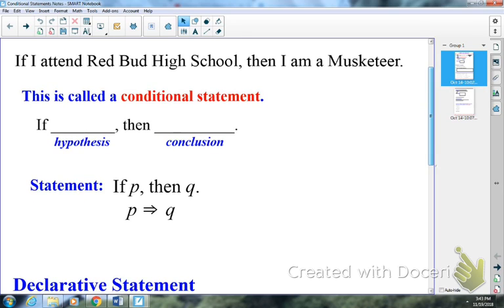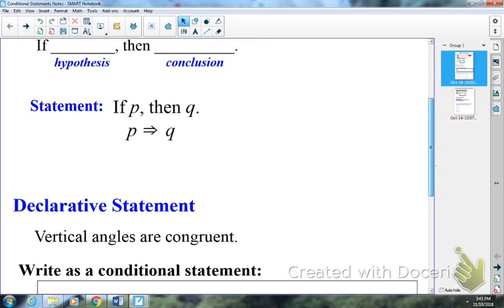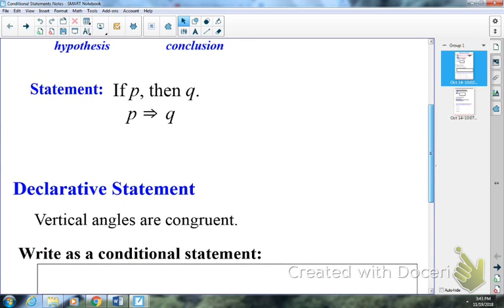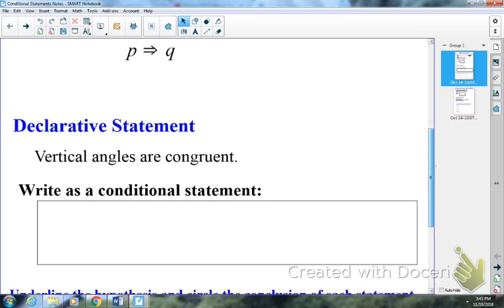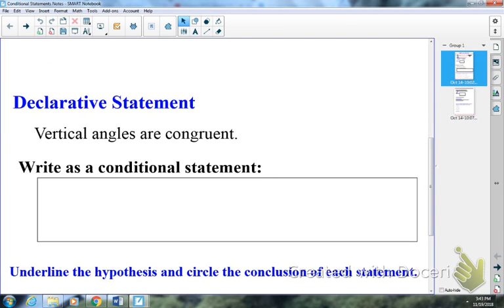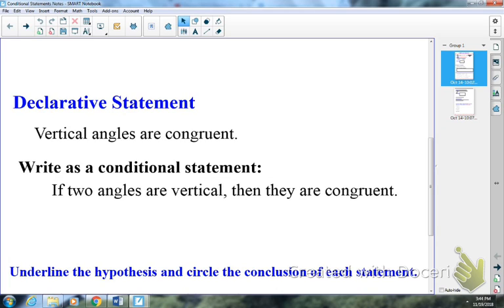Okay, so now, as you probably remember from English, you don't always write sentences in the same form. You want variety. So it is possible for a declarative statement to be written as a conditional statement or vice versa. One declarative statement we see a lot in geometry is the statement vertical angles are congruent. If I would write this sentence as a conditional statement, I might say: if two angles are vertical, then they are congruent.